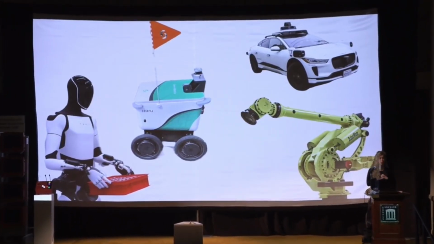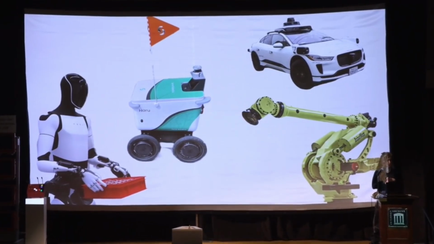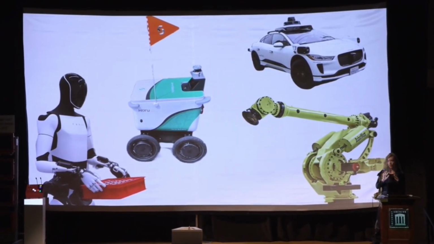So turn to somebody next to you and chat with them. Tell them the first 3 words that you think of when you think of how robots are currently designed.